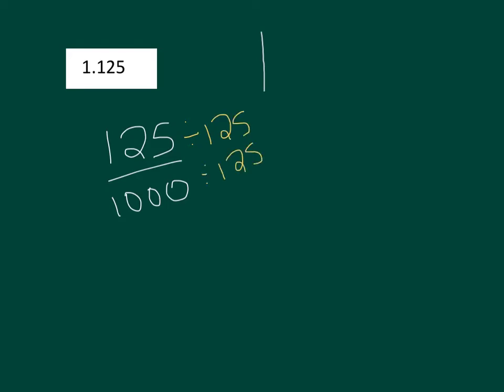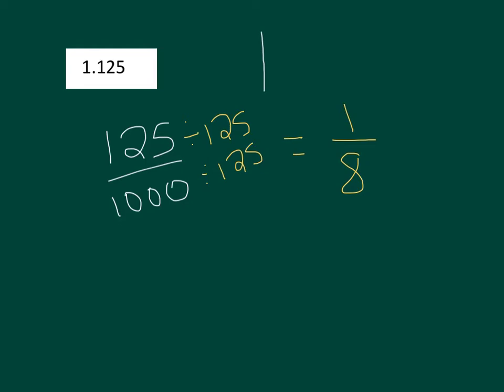So we write that out. 125 over 1,000. Once again, our next step is just to simply simplify it. So what goes into 125 and 1,000? Looking at this to simplify, I see that 125 goes into both of them. So I can divide both the top and bottom by 125. When I do this, 125 divided by 125 is 1. 1,000 divided by 125 is 8. So I have 1/8 when I simplify that.